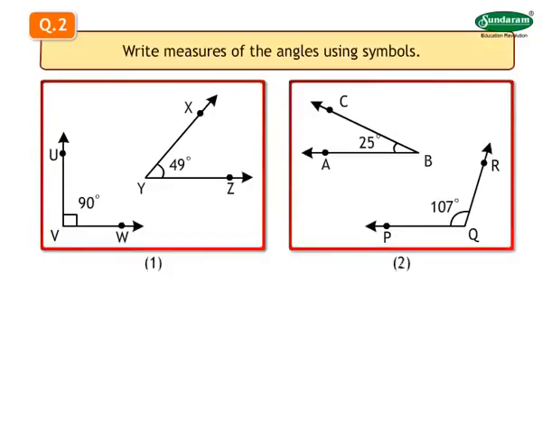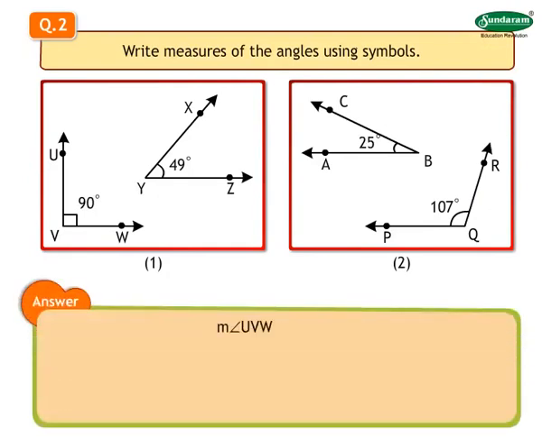Number 2. Write measures of the angles using symbols. Answer. Measure of angle UVW is equal to 90 degrees. Measure of angle XYZ is equal to 49 degrees. Measure of angle ABC is 25 degrees. And measure of angle PQR is 107 degrees is written in this way.